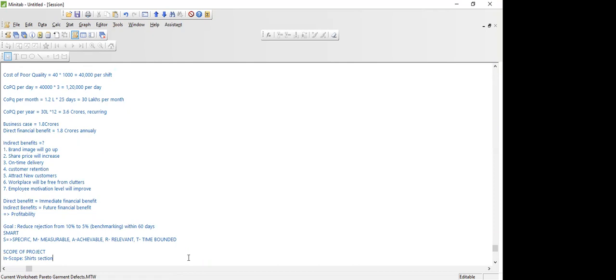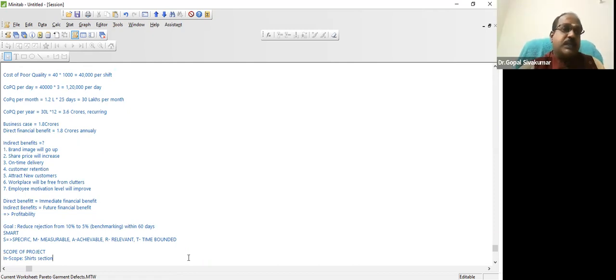Your project is limited to the shirt section. According to the project, you are not going to do anything in the pant section or any other section. Your only focus is the shirt section. And that too, you are going to look into only defective buttons. That too, only the button misalignment cases. This is in scope.